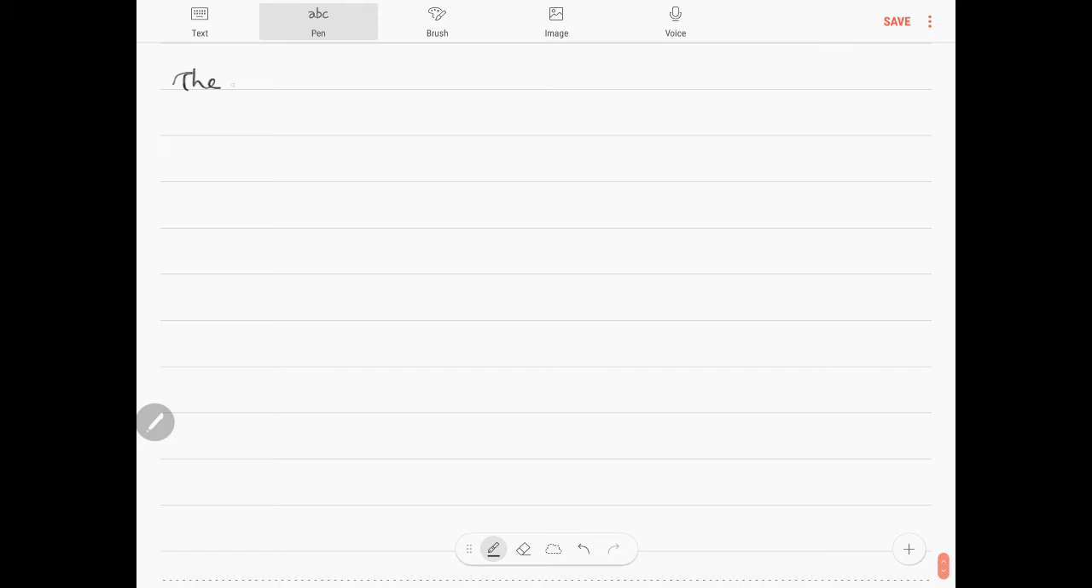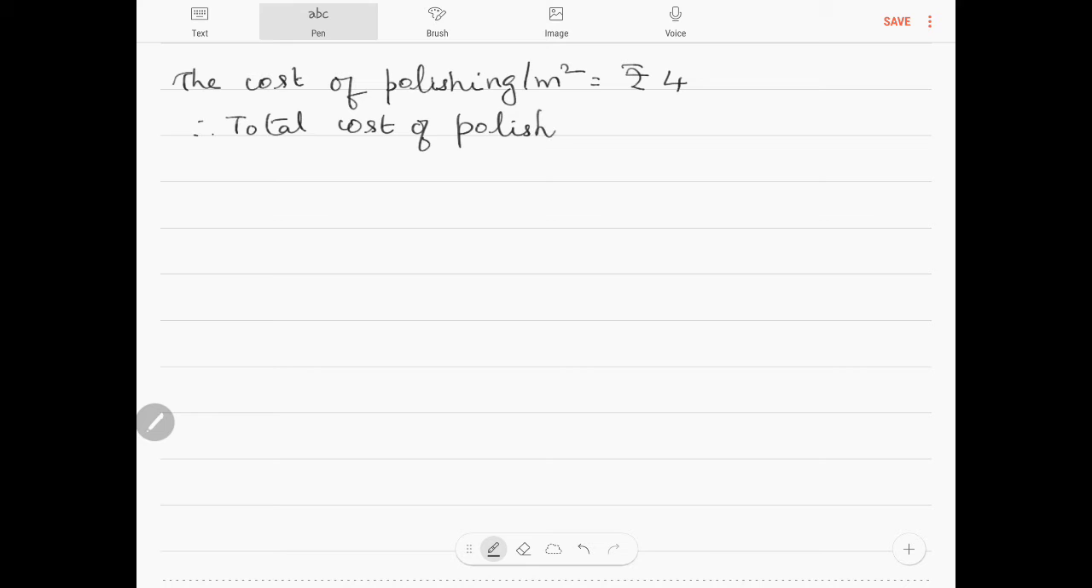To find the cost, the cost of polishing per meter square is rupees 4. Therefore, total cost of polishing the floor is 202.50 into 4, which comes to rupees 810.